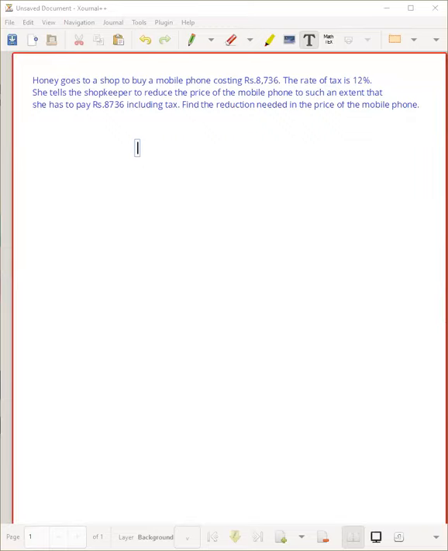Mahuri, read what the question is asking you. Find the reduction needed. They haven't asked you the reduced price. Mahuri, it's still incorrect.